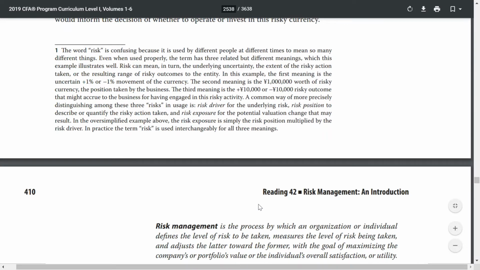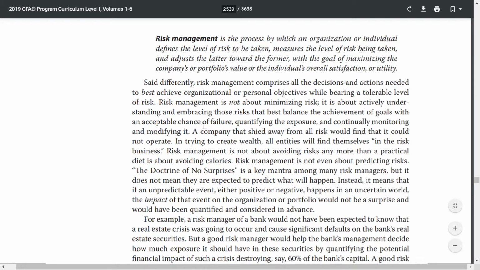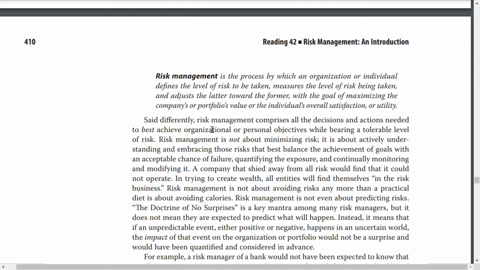So that's the definition. Said differently, risk management is the process by which an organization or individual defines the level of risk to be taken, measures the level of risk being taken, and adjusts the latter towards the former, with the goal of maximizing the company's or portfolio's value or the individual's overall satisfaction or utility.